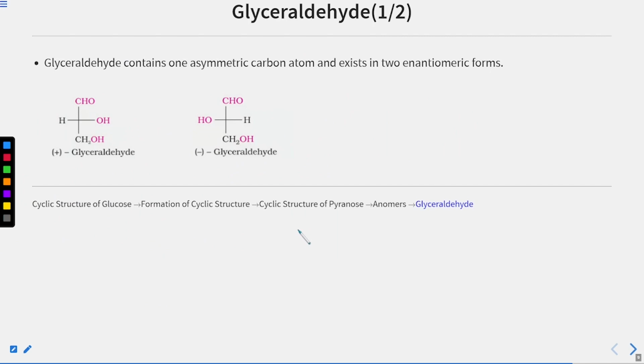Now let us see some simpler carbohydrates. This is called glyceraldehyde. If I ask you under what classification it falls, it is on the basis of both the number of carbon atoms and the carbonyl center. So let us first look at this. How many carbons does it have? 1, 2, 3 carbons. So 3 carbons means triose.